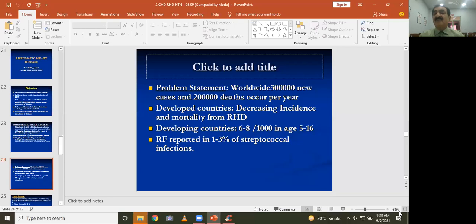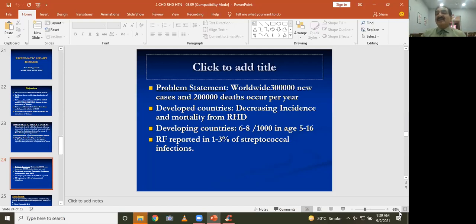This disease is worldwide. It has been seen that about 3 lakh people have the disease annually, and about 2 lakh deaths occur due to this disease. So, 3 lakh new cases every year worldwide, and 2 lakh deaths.